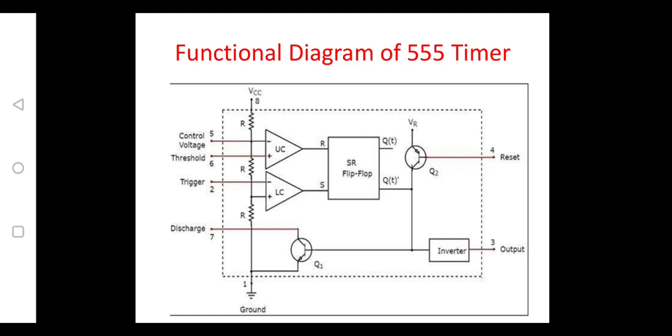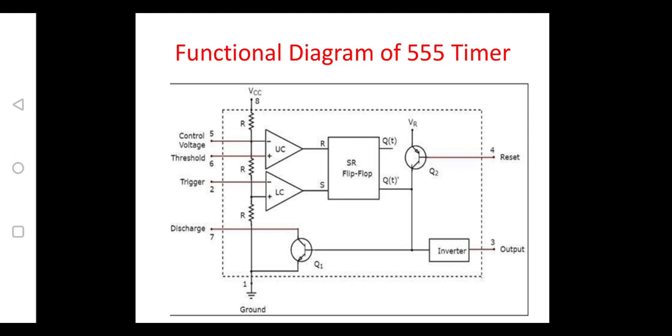If Q of T bar is equivalent to 1, the transistor will be in the on state, and if the transistor is in the on state, Q1 can also be in the on state because the same path is going to be passed through this. Then it slowly starts charging of the capacitor. So once the capacitor is going to be charged in this way, it will continue its process until the output is varying.